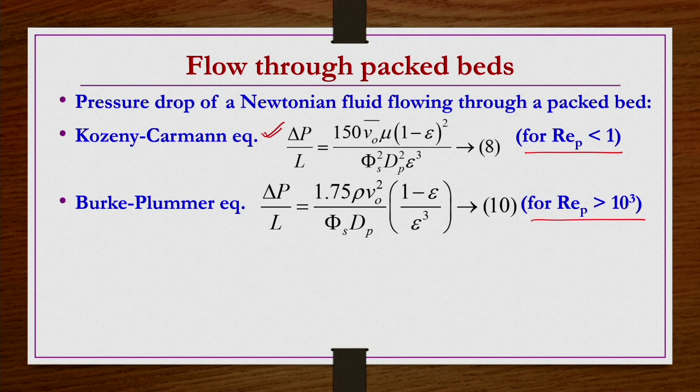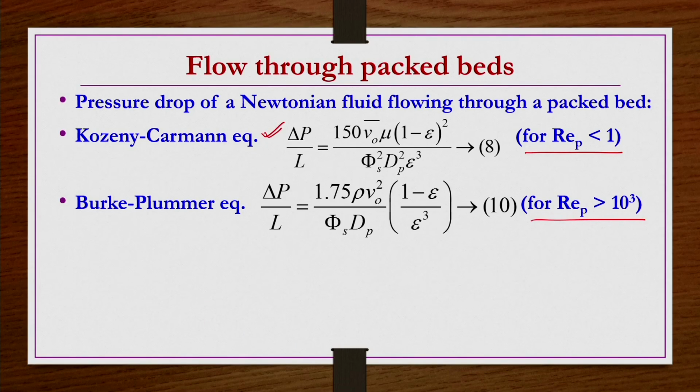Then what about the intermediate range of Reynolds number? Let us say the flow rate is not very small and not very large, so the Reynolds number is neither less than 1 nor greater than 10^3. Then what do we do? We assume that the contribution due to the viscous losses, from the small Reynolds number flows, and the contribution due to the kinetic losses, from the high Reynolds number flows, are additive in the pressure drop.